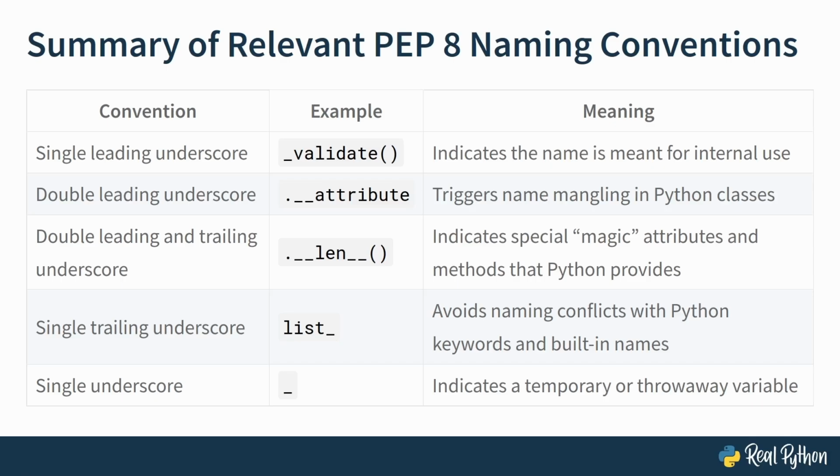Later on in the course, you'll see two more uses of the single underscore. Firstly, in a REPL session, an underscore holds the value of the last evaluated expression. And secondly, since Python 3.10, the underscore is used as a wildcard in structural pattern matching. What that means, you'll cover in more detail later in the course.